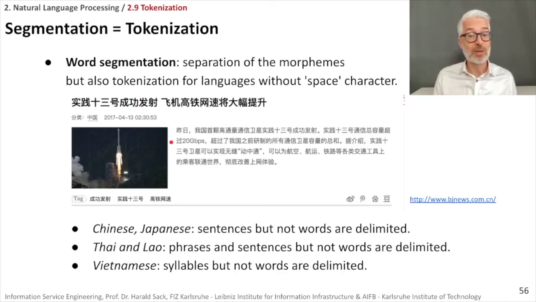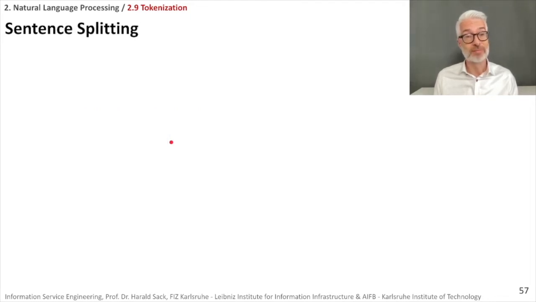And in Vietnamese, it's quite the other way around. There, syllables and not words are delimited. And we have to find out what a word consists of: 1, 2, 3, 4, or how many syllables. But let's first focus on sentence splitting.